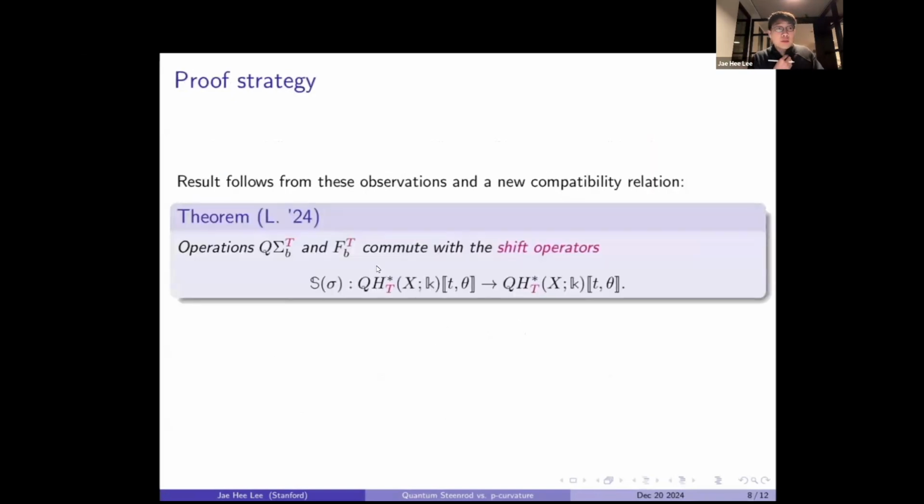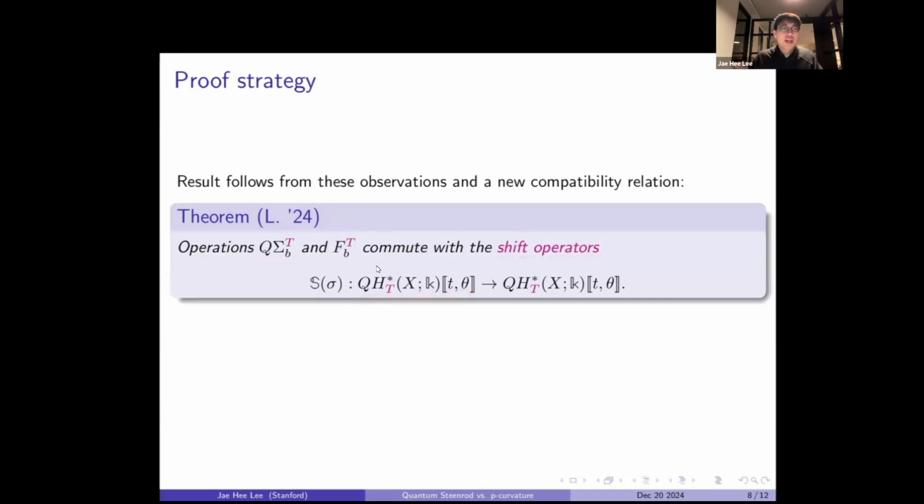So the theorem that I presented follows from this fundamental observation, and also a sort of a new compatibility relation that I show, that the quantum Steenrod operations actually commute with an additional set of operators, linear operators that act on loop equivariant cohomology in this setting, called the shift operators. So these shift operators are some extra operators that you have if you have a symplectic manifold with Hamiltonian torus actions acting on loop equivariant cohomology.